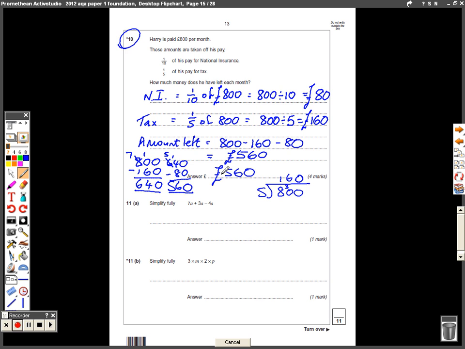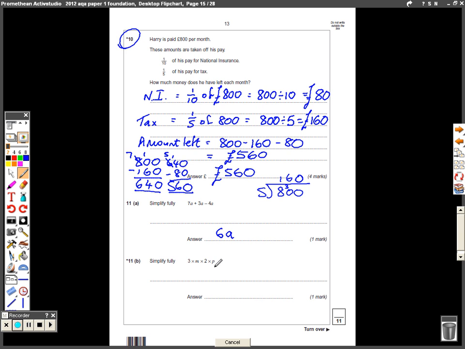On to question 11, simplify fully. So we've got 7 lots of A plus 3 lots of A, take away 4 lots of A. Well, 7 lots of A, add 3 lots of A, will be 10 lots of A. Take away 4 lots of A must give me 6 lots of A.